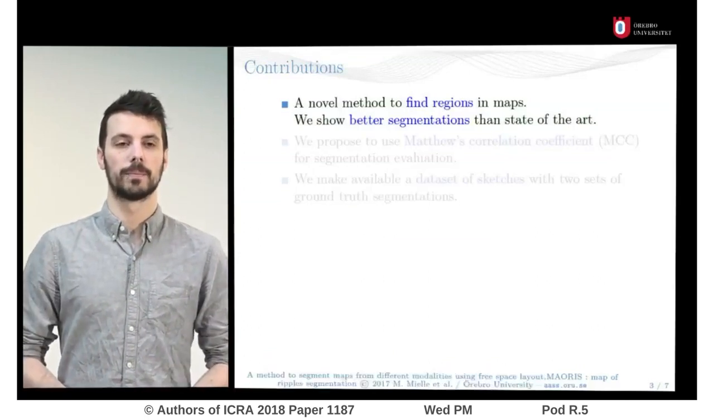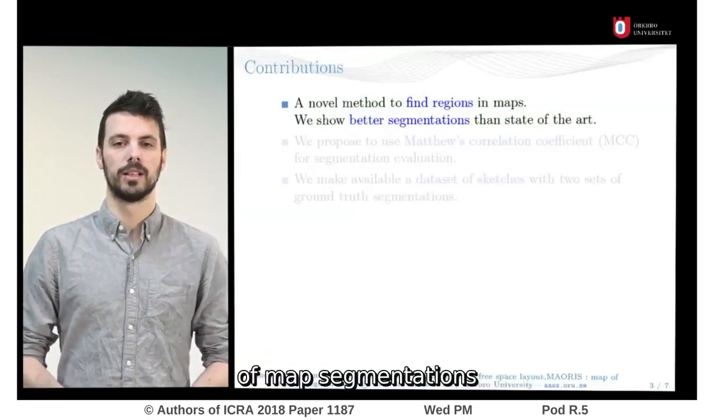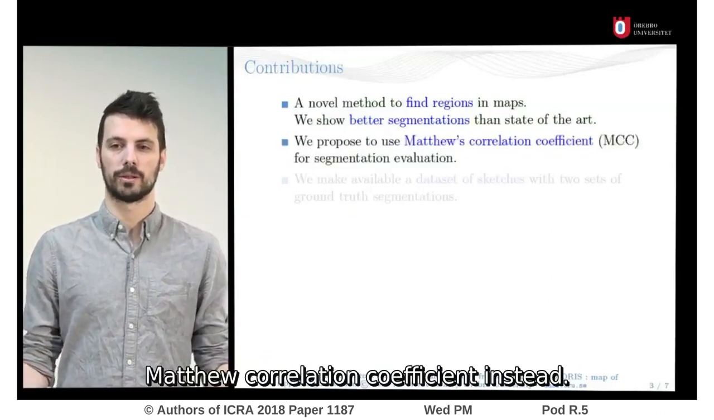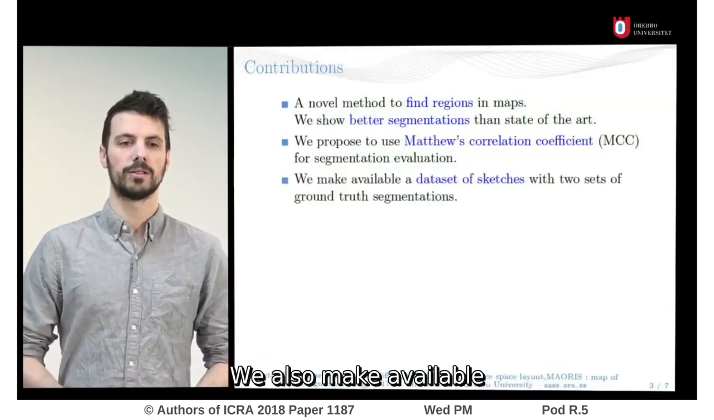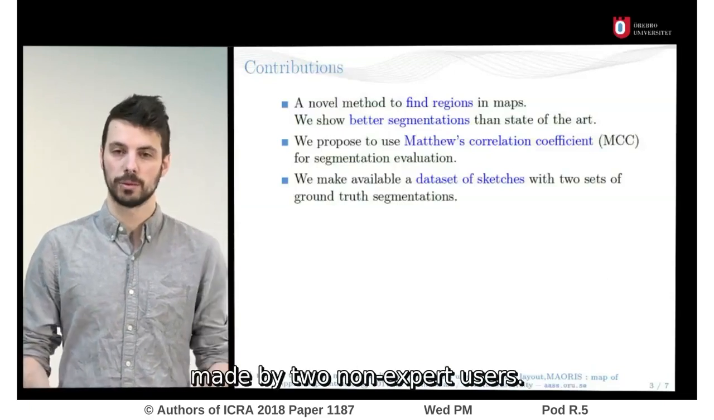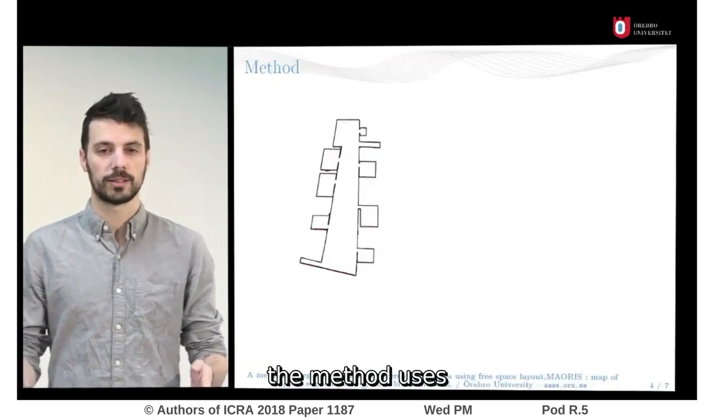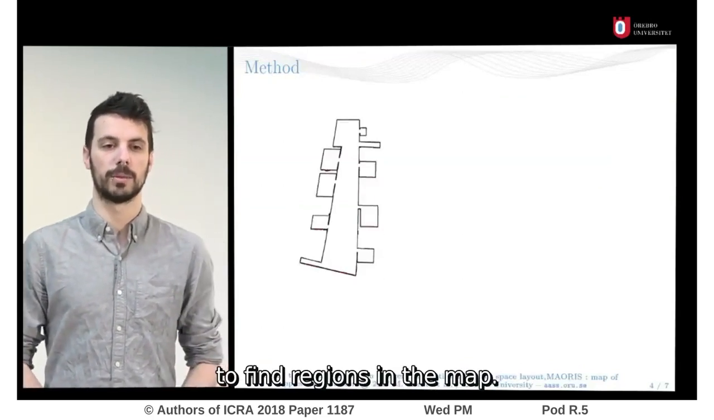segmentations than previous work. We identify a flaw in the previous method for evaluation of map segmentation and propose to use Matthews correlation coefficient instead. We also make available a dataset of sketches with two associated ground truths made by two non-expert users. Having an input map, the method uses the layout of free space to find regions in the map.